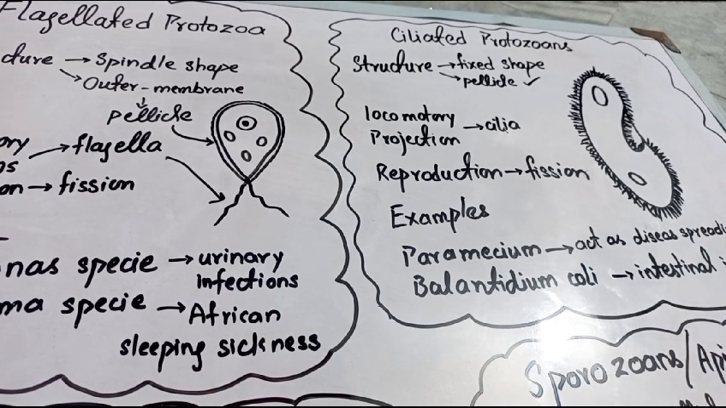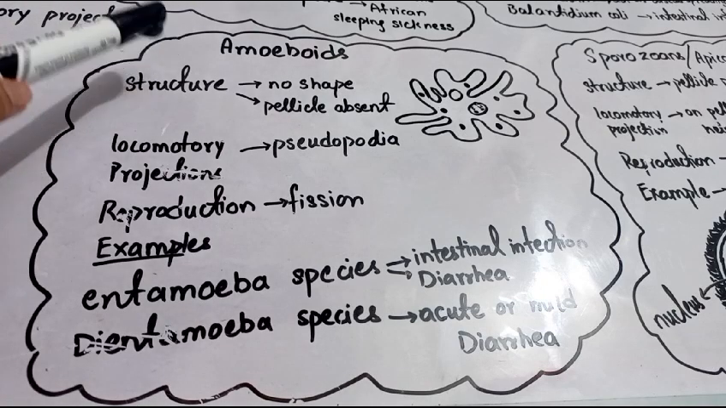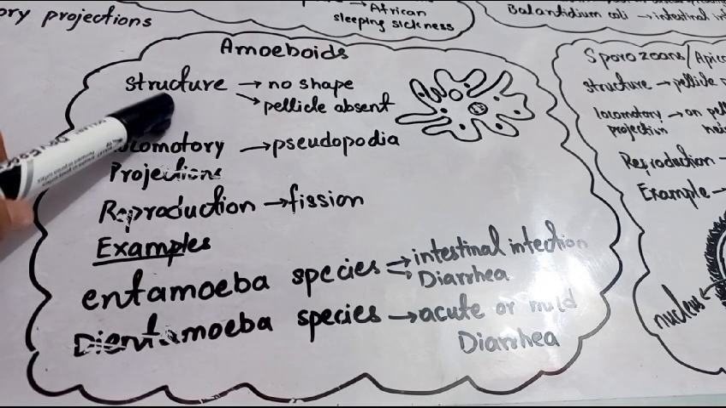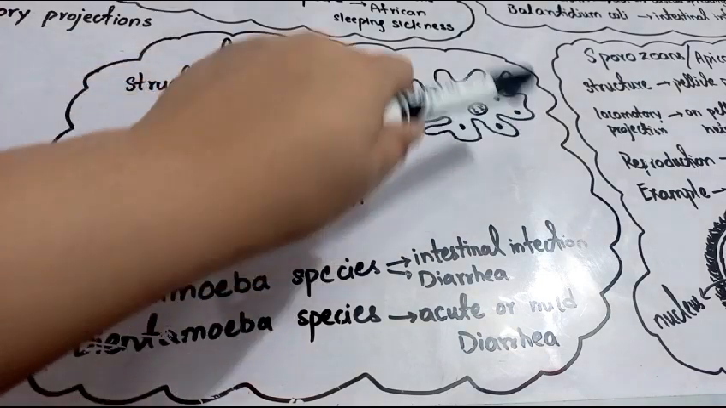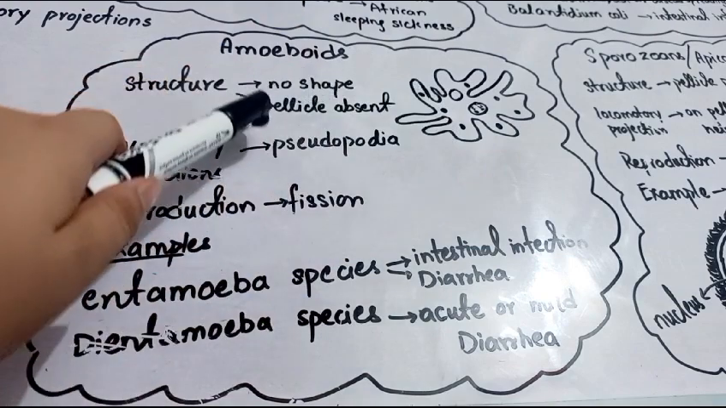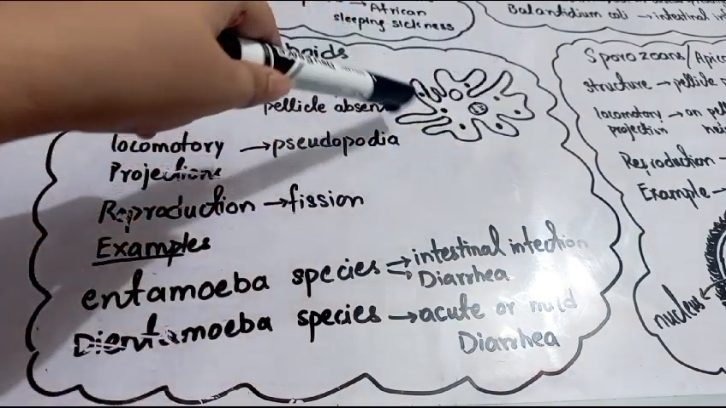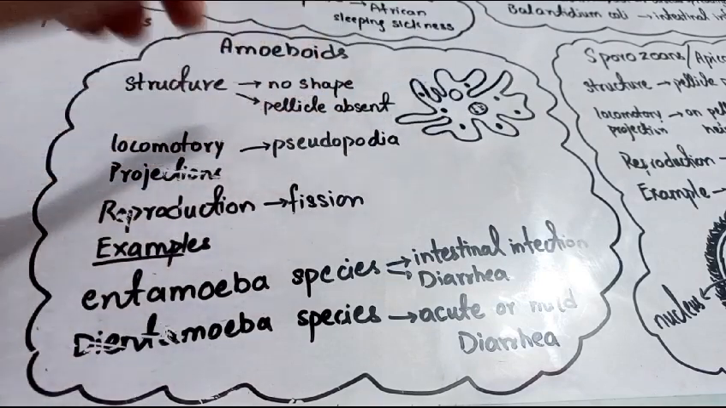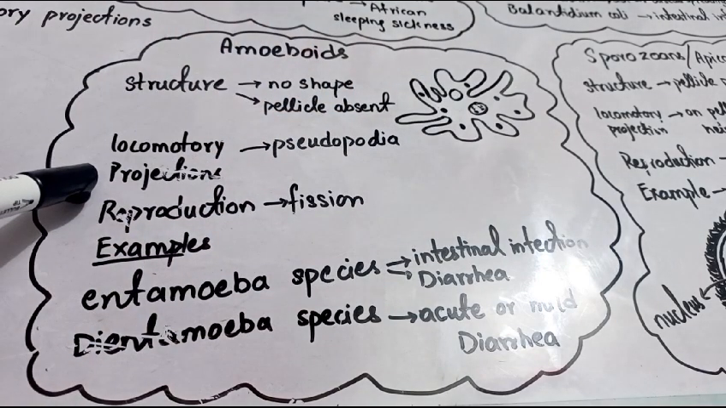Now let's discuss the other classification of protozoa. The third type of protozoa is amoeboids. Let's discuss their structure. They have no definite shape, as you can see in the picture. Due to the absence of a pellicle, there is no outer covering around them, and therefore they have no definite shape. Let's discuss their locomotory projection.